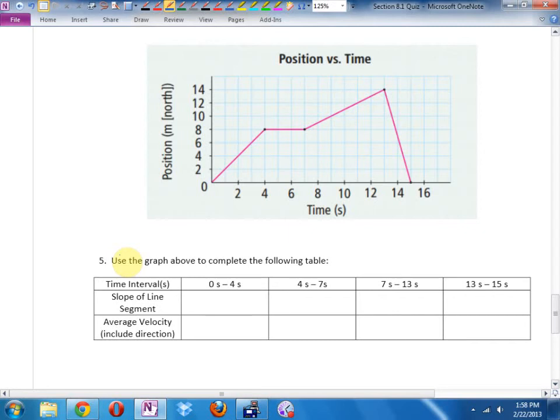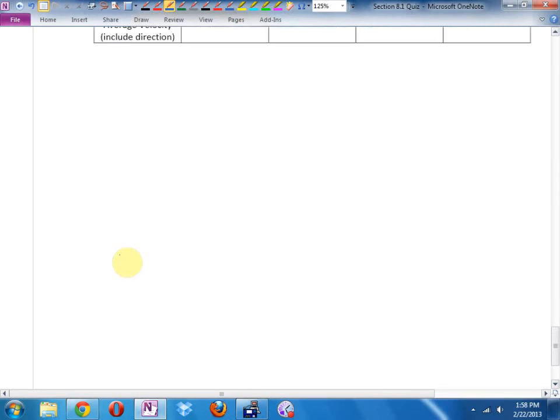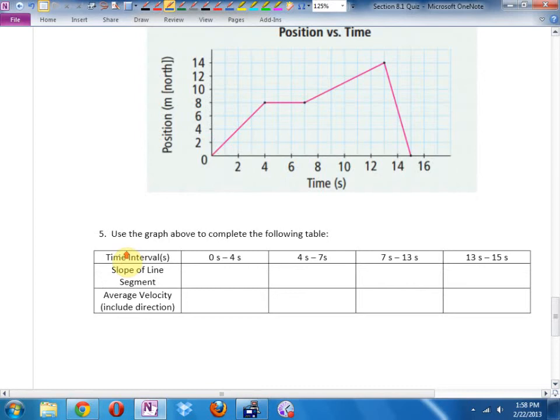Next page. Here's another position-time graph. Complete the following table. We'll do the same thing as before. Slope, which is the velocity, include direction. Looks like up is north. Slope is rise over run. I have to be careful here, because although it's 4 squares, look at your y-axis. What's 1 square worth vertically? 2. The rise isn't 4. What's the rise really?